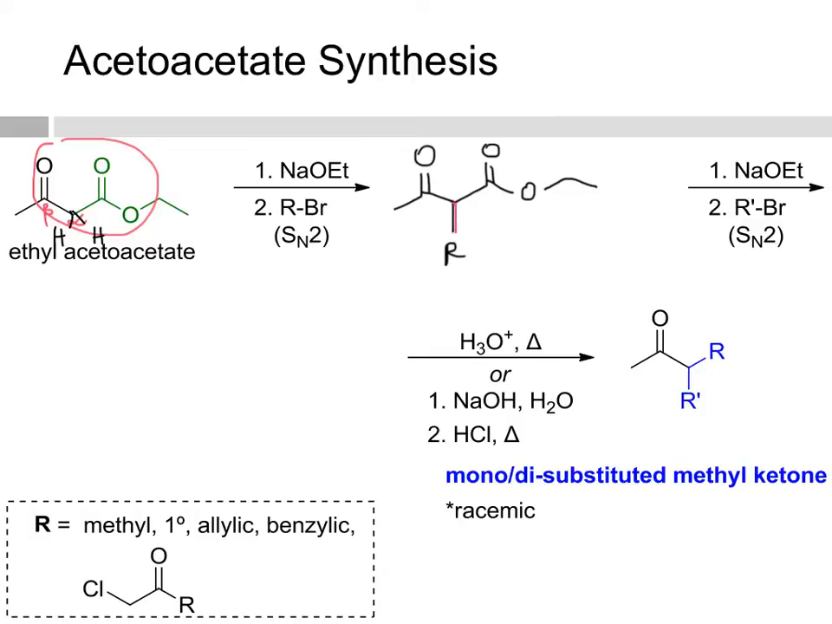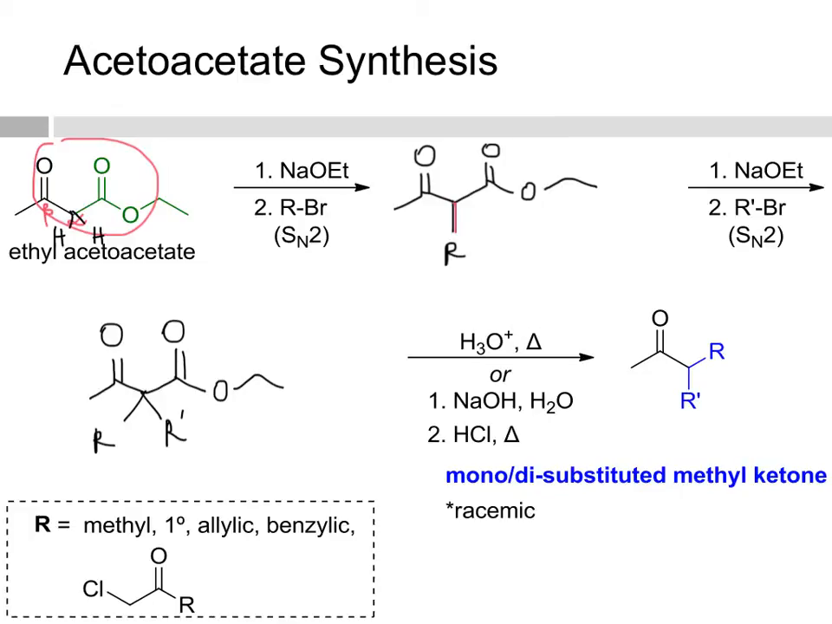In the second step, we can do a second enolate alkylation. So we're using the same conditions. We can use a different electrophile if we want to put a different R group in, and what's happening now is we're putting our second R group and making another carbon-carbon bond.